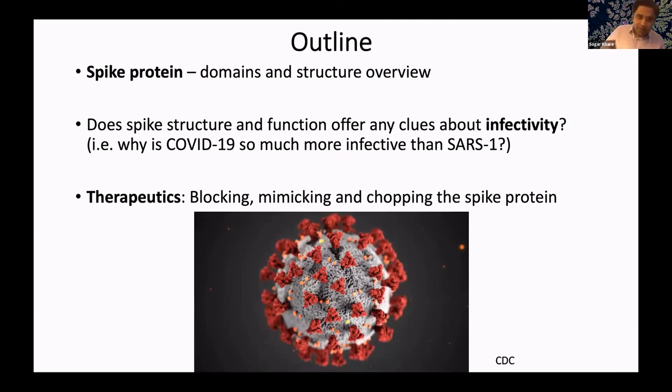So this is what we talked about. We first looked at the spike protein. We talked about how to hunt some clues based on the biochemistry of the spike protein and its function, what implications it might have for infectivity. And then finally, we just did a brief overview of therapeutics, which involve blocking, mimicking, and chopping the protein.